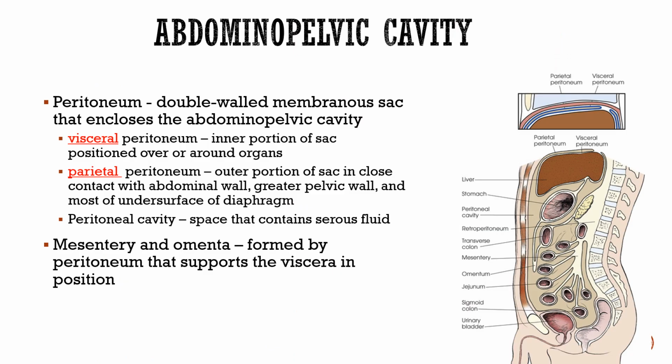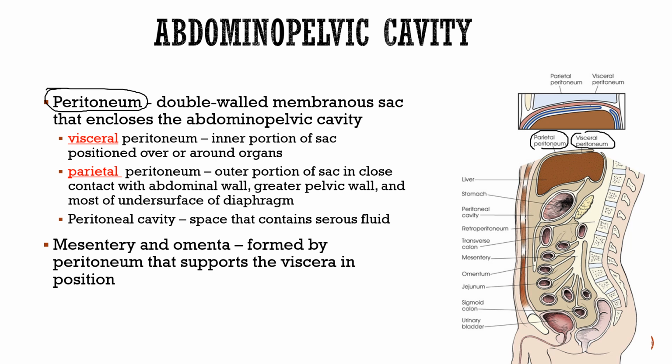So the abdominal pelvic cavity has a peritoneum. A peritoneum is a double-layered membranous sac that's going to enclose the abdominal pelvic cavity. And hopefully you can see in the picture that there's the visceral peritoneum that is going to cover the inner portion of the sac positioned in or over around organs. And then the parietal peritoneum is the outer layer of the sac.